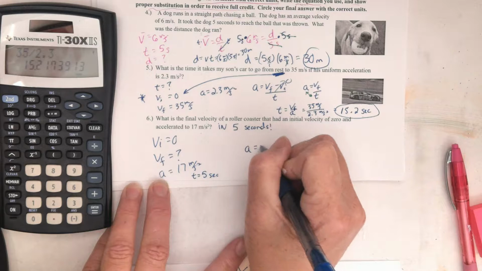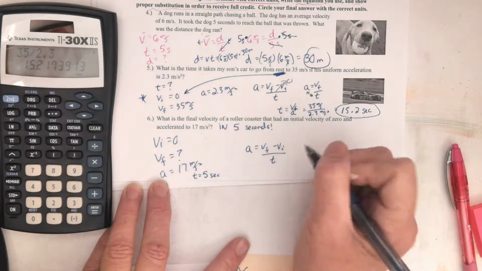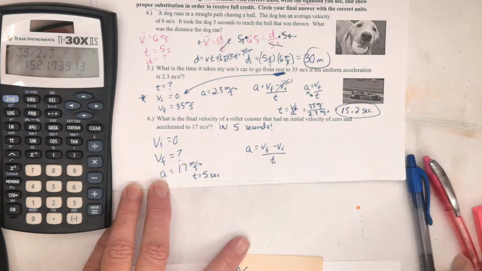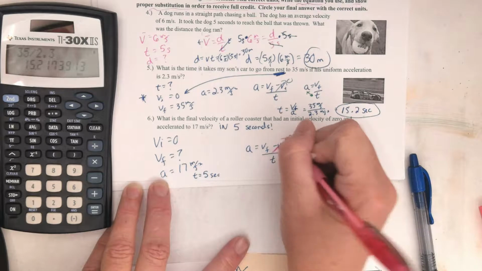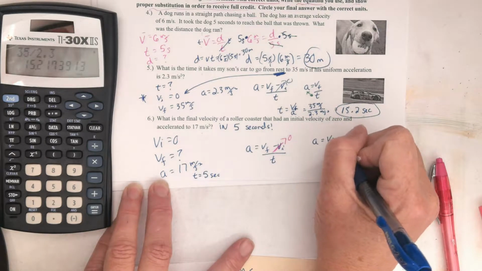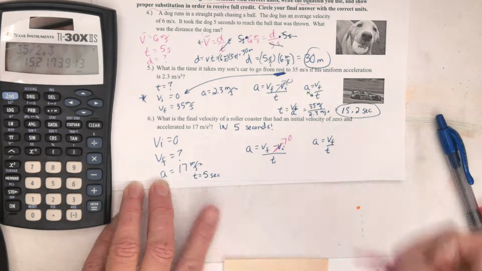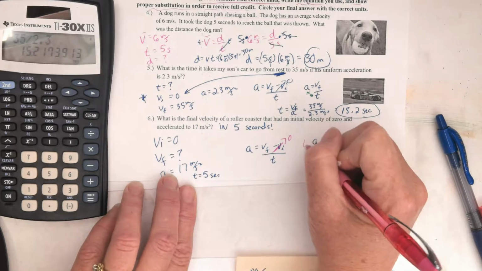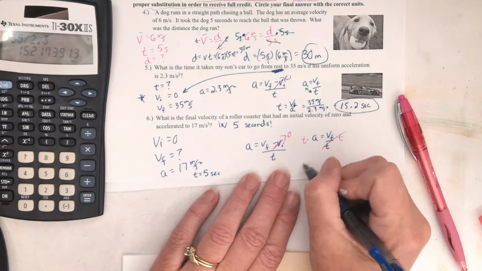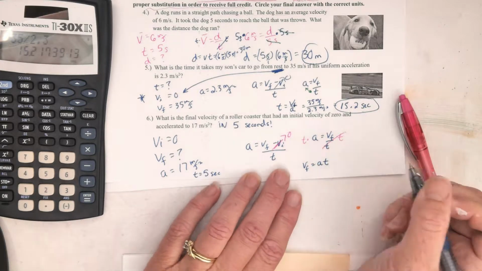I'm going to write A equals V final minus V initial over T. Plug in what you know and what you don't know. V initial is 0. So now I have A equals V final over T. Solve for V final, multiply each side by T. Those cancel out. Write the V final on the left side. V final equals, and you can multiply it in any order. I put A and then T. Pretty common.